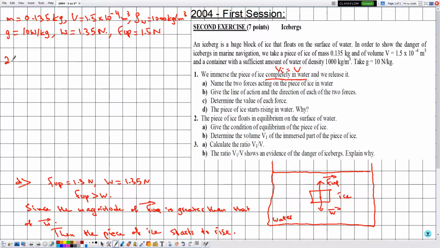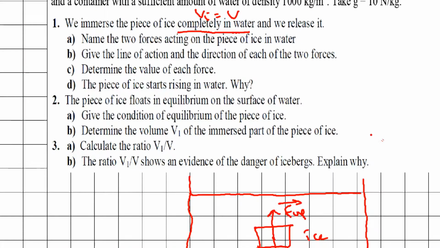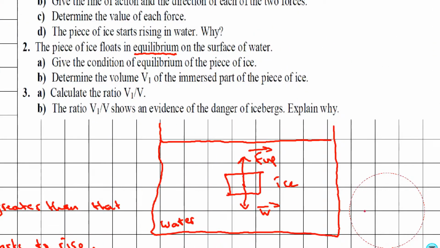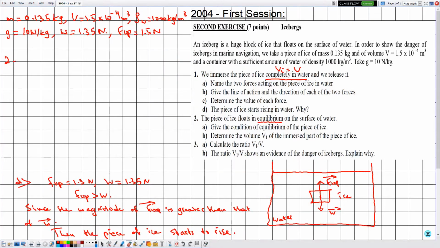Now we are in number 2. The piece of ice floats in equilibrium on the surface of water. Now, at any moment we can use the condition of equilibrium. Now the piece of ice is no more inside the liquid, floating inside the liquid. However, it's floating but at the surface of the liquid.